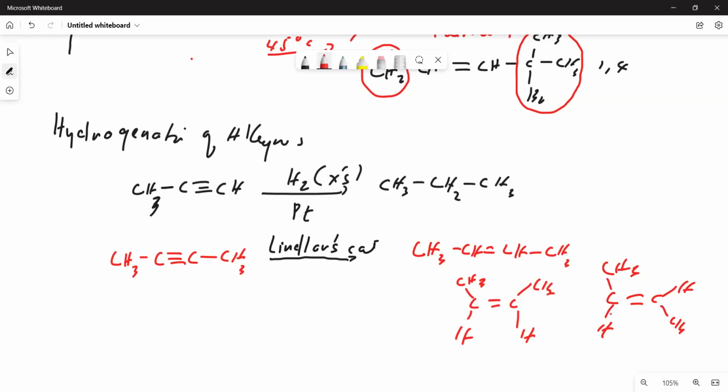Which of these 2 butenes is actually produced if you use Lindlar's catalyst? The Lindlar's catalyst, unlike the bromination reaction, is described as cis addition, while bromination is anti-addition. So because of the stereochemistry of the reaction, which is cis addition, the geometric isomer that will be produced will be the cis. There is no trans.